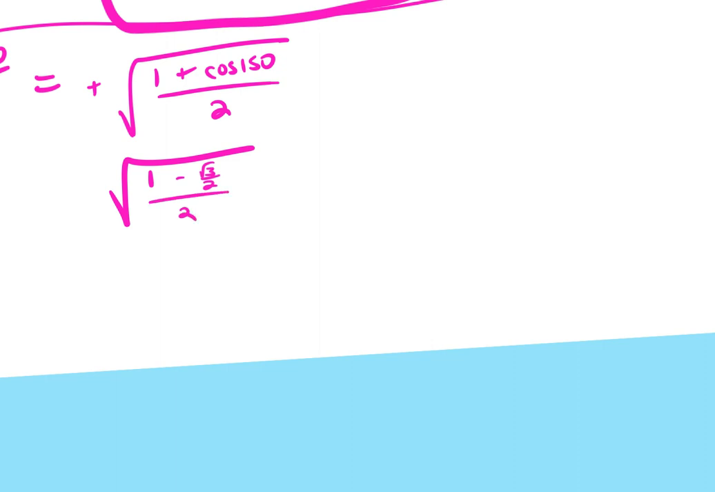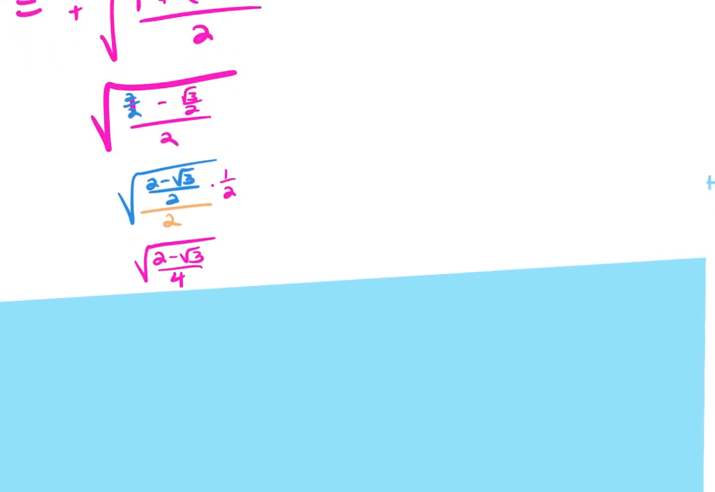Repeat that whole process: give this a like denominator, and I get the square root of 2 minus root 3 over 2, all over 2, and then I flip it. I get the square root of 2 minus root 3 over 4, and my numerator will stay under the root, but my denominator becomes 2.